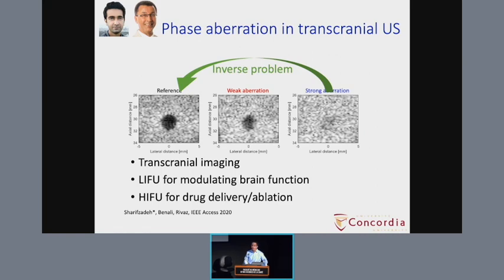So this has many applications in transcranial imaging, obviously for low intensity focused ultrasound for modulating brain function, and also in high intensity focused ultrasound for drug delivery or ablation.